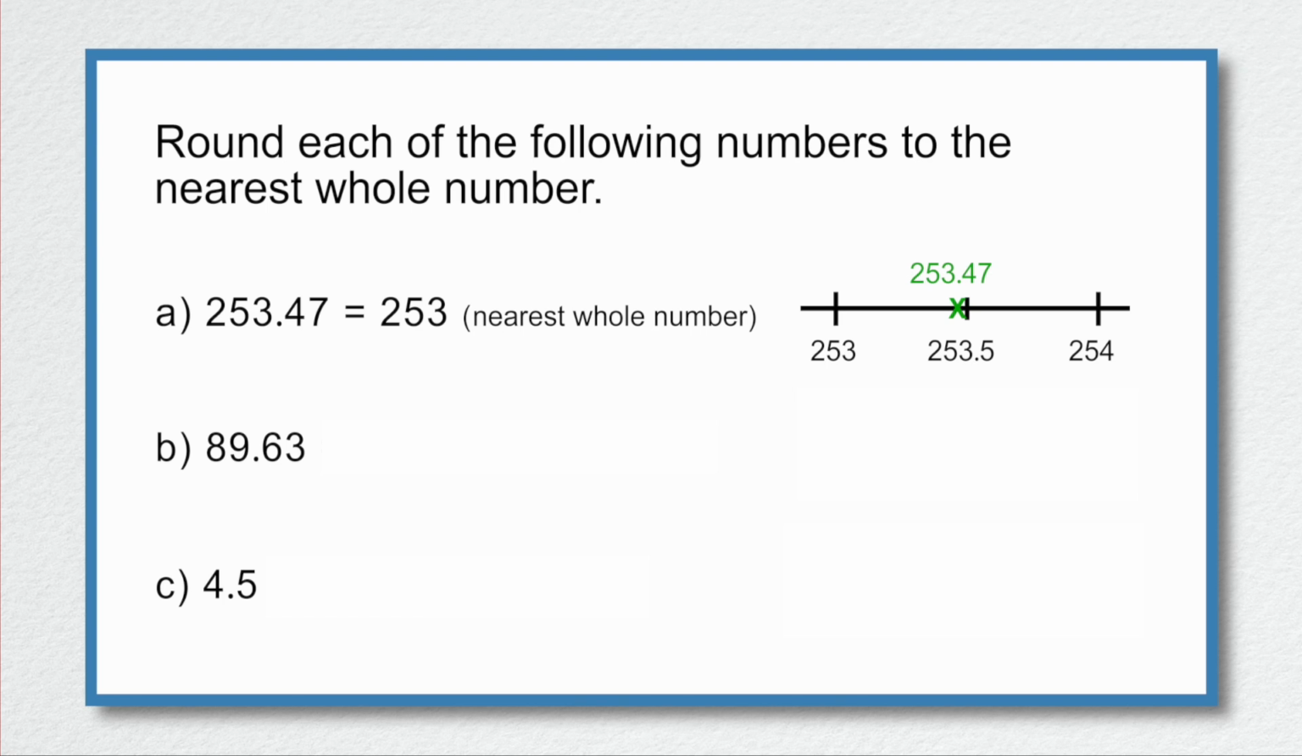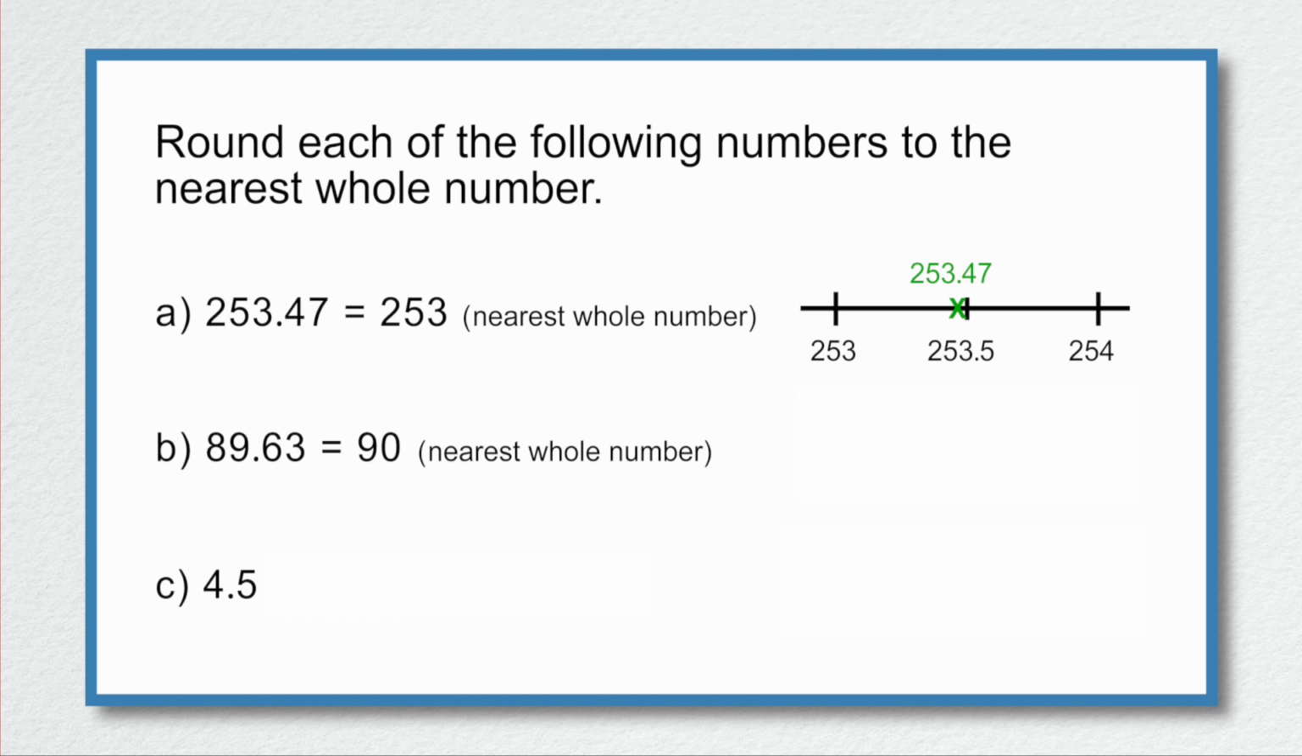Now let's round 89.63 to the nearest whole number. Again, here's the cut-off point, and we need to determine whether we keep this 9 the same or whether we round it up. We look at the first digit after the cut-off point, which happens to be 6. Because 6 is 5 or more, we round the 9 up, and this 9 becomes 0, and this 8, which is 8 tens, becomes 9. So 89.63 is equal to 90 to the nearest whole number.